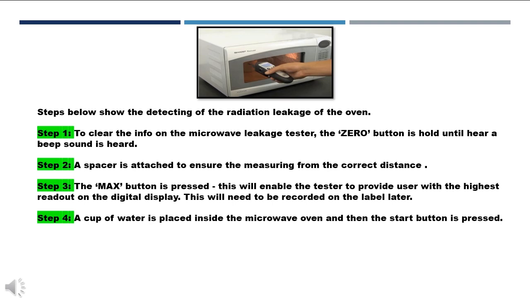For step 1, to clear the information on the microwave leakage sensor, the 0 button is held until a beep sound is heard. Step 2, a spacer is attached to ensure measuring from the correct distance. Step 3, the max button is pressed. This will enable the tester to provide the user with the highest readout on the digital display. This will need to be recorded on the label later. Step 4, a cup of water is placed inside the microwave oven and then the start button is pressed.